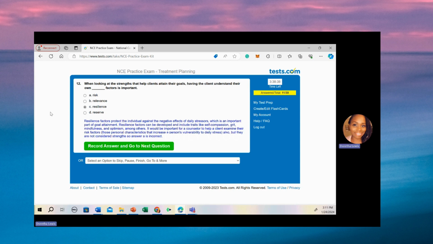It would be important for a counselor to help a client examine their risk factors, those personal characteristics that increase a person's vulnerability to daily stress. Also, but they are not considered strengths, so the answer is incorrect.